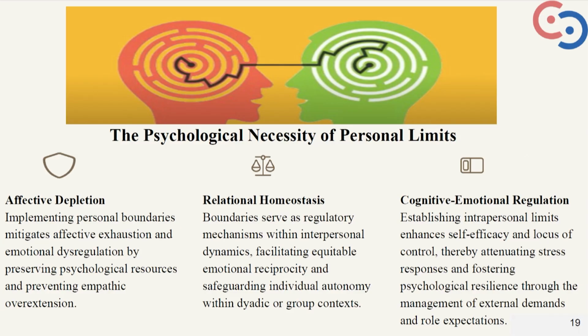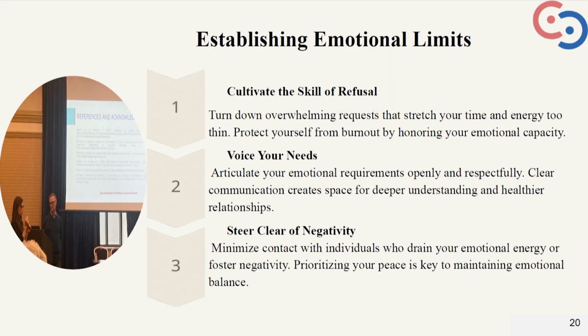And the second thing can be relational homeostasis. Boundaries serve as a regulatory mechanism within interpersonal dynamics, facilitating equitable emotional reciprocity and safeguarding individual autonomy within dyadic or group context. That is also very important, where you keep a balance, relational homeostasis. The third thing can be cognitive emotional regulation. Establishing intrapersonal limits enhances self-efficacy and locus of control, thereby attenuating stress responses and fostering psychological resilience through the management of external demands and role expectations.